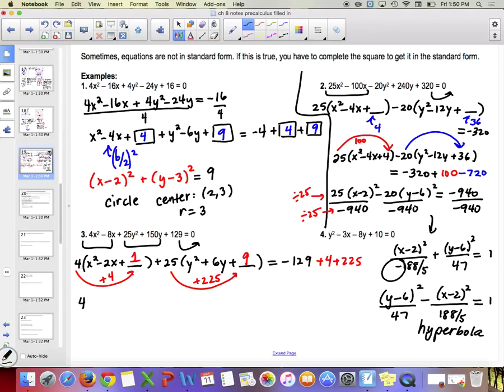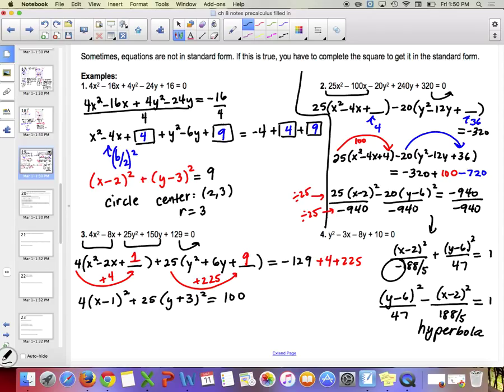So we're going to rewrite. So we're going to have 4, and then we're going to have x minus 1 squared plus 25, and then we're going to have y plus 3 squared equals 225 plus 4 minus 129. Look how nice that one is. Thank you, Mrs. Cox, for making that so nice. Probably made a silly error on the last one.